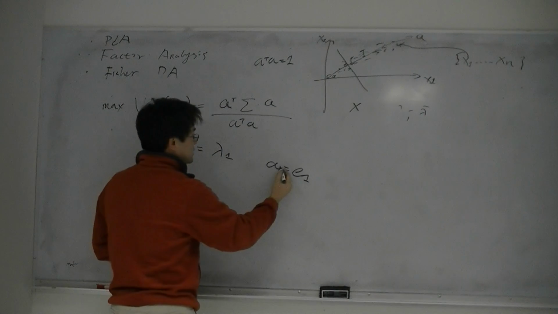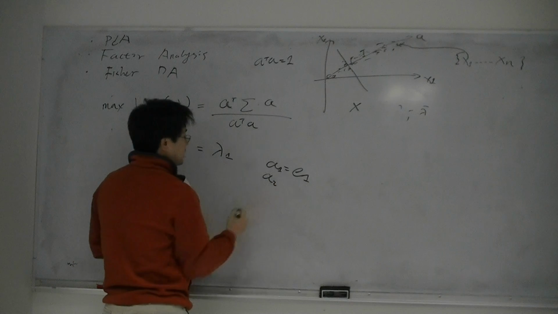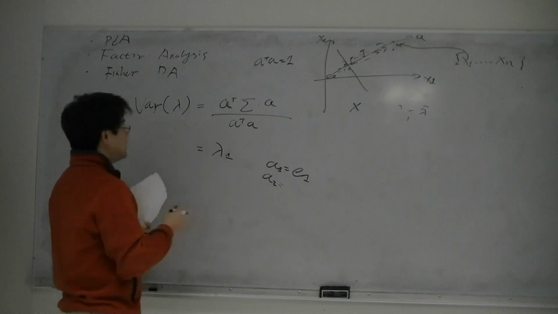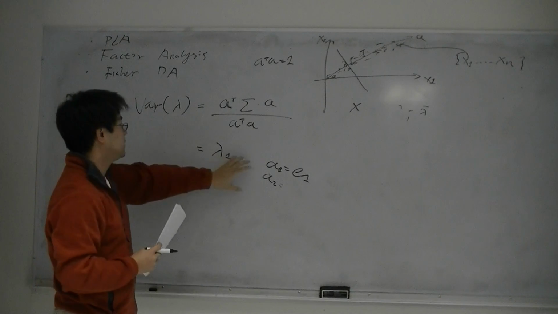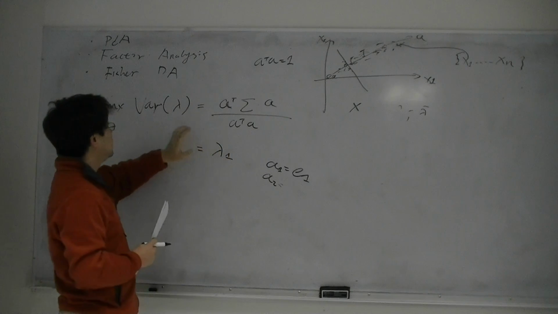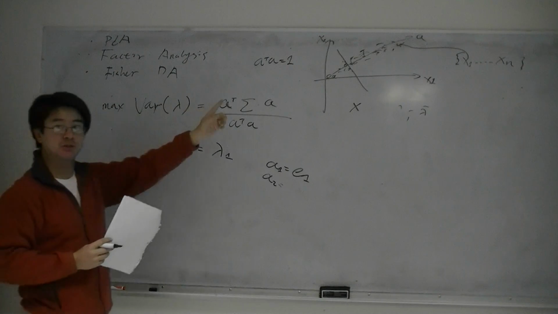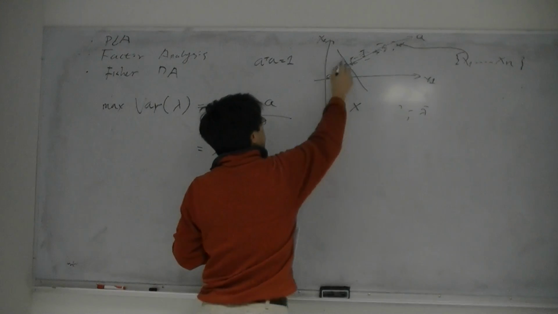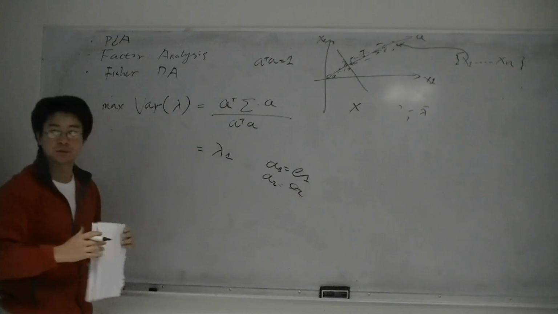And then this is our first basis, and for the second basis, you need to maximize the variance and try to make it independent of the first basis. Then you choose this, which turns out to be the second eigenvector.